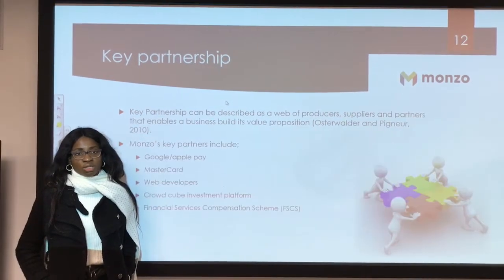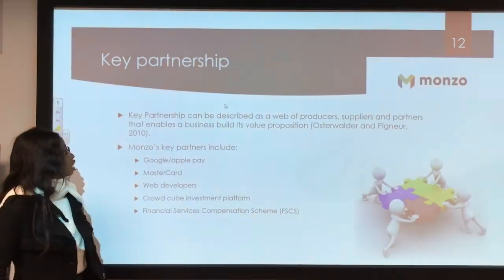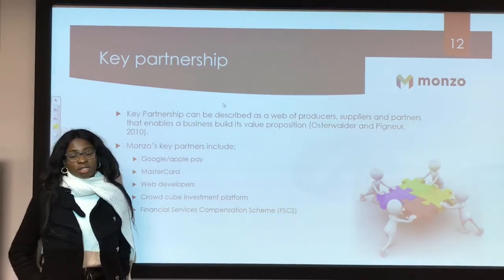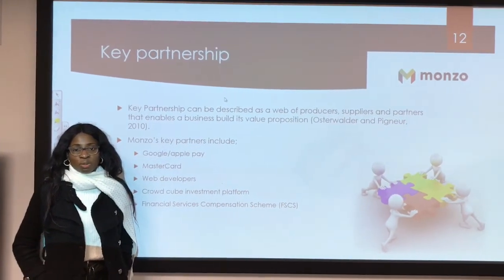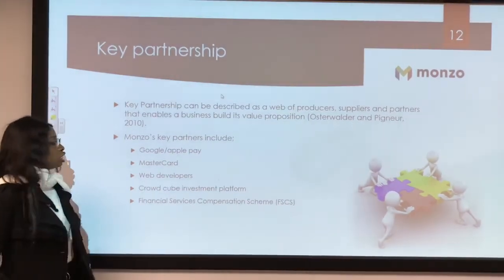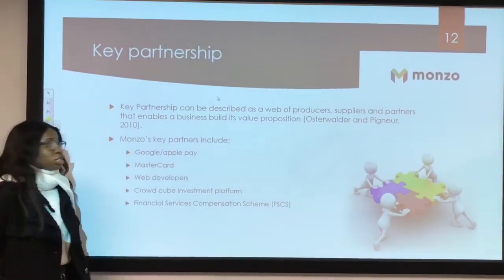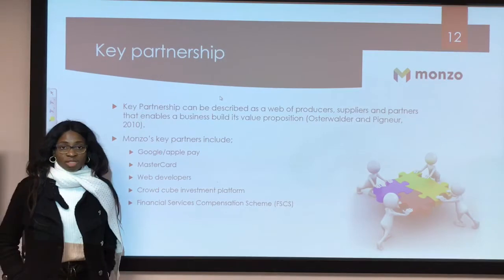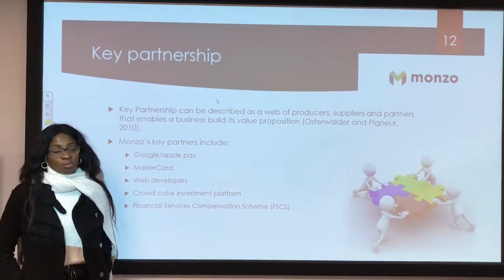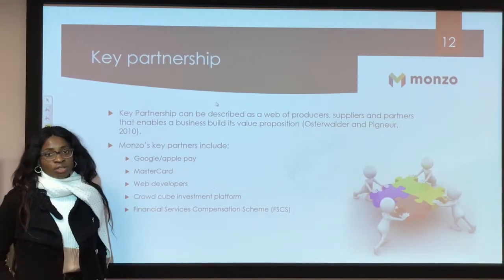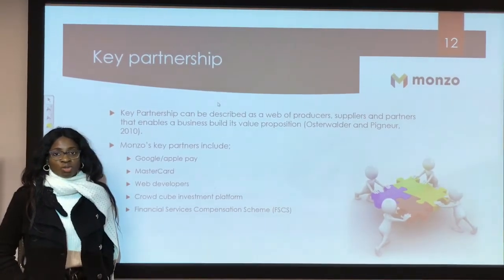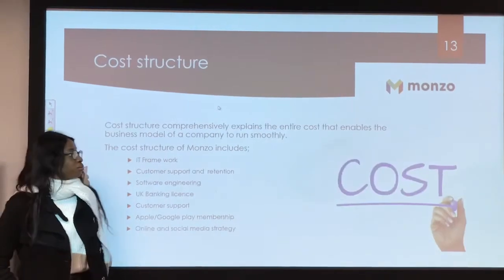new ideas from communities. Then the key partners have to do with the web of producers, suppliers, and partnerships that allow the business to build its value proposition. Some of the key partners of Monzo include Google and Apple Pay, which help save information, and we have MasterCard and the web developer. We have the FSCS, which is good for money protection.